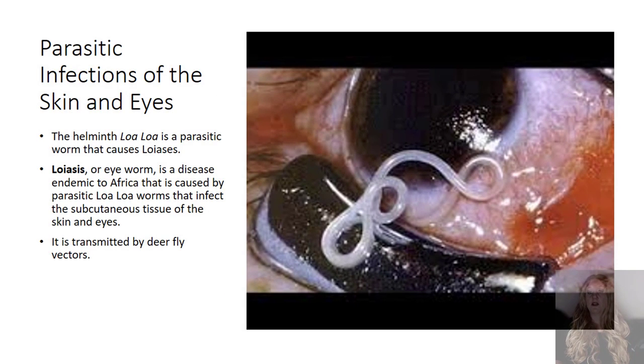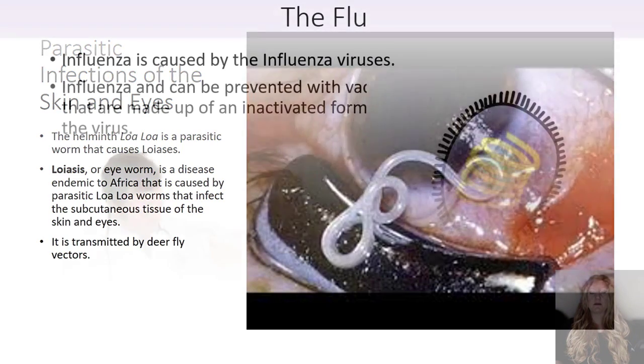The helminth Loa loa is a parasitic worm that causes loiasis. Loiasis, which translates as eyeworm, is a disease endemic to Africa that is caused by the parasitic Loa loa worms that infect the subcutaneous tissue of the skin and eyes. The Loa loa worm in loiasis is transmitted by deer fly vectors.